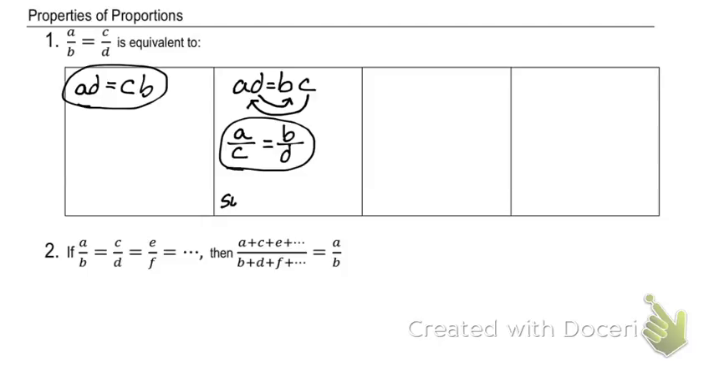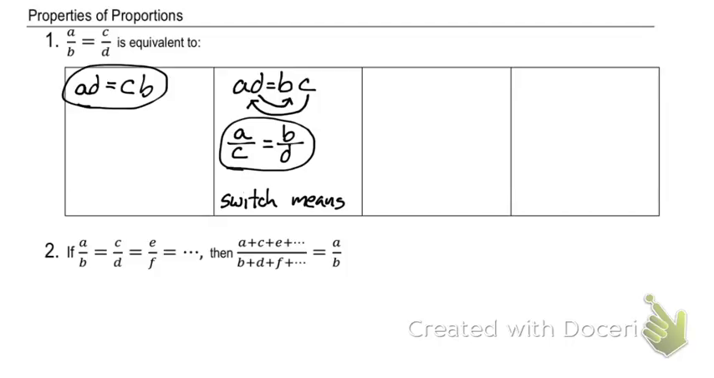So what happened here is I actually switched my means. So you can switch the means. If you ever have a over b equals c over d, that's equivalent to if I flip these two things. The fractions stay equal. So I can flip my means.